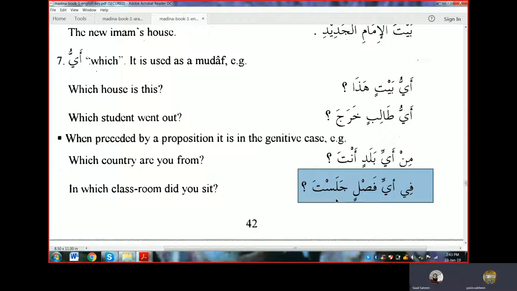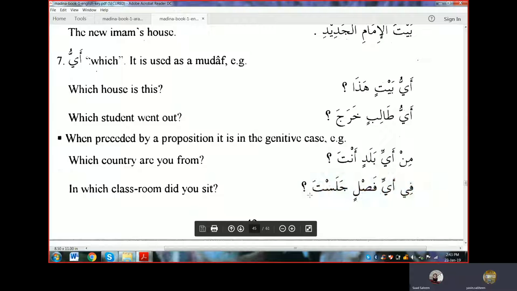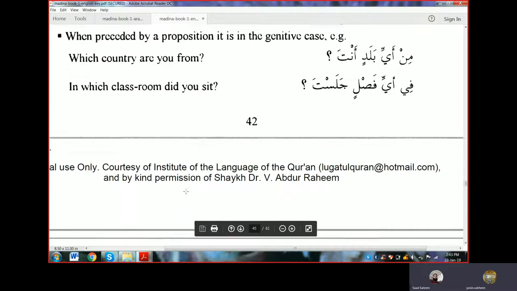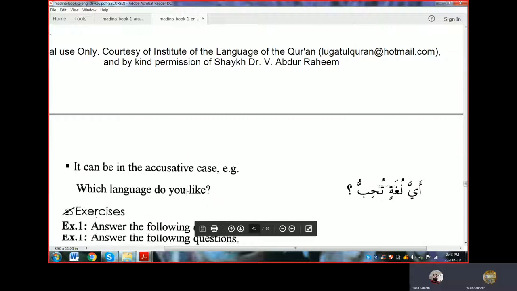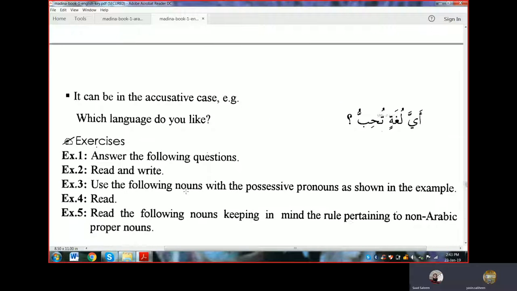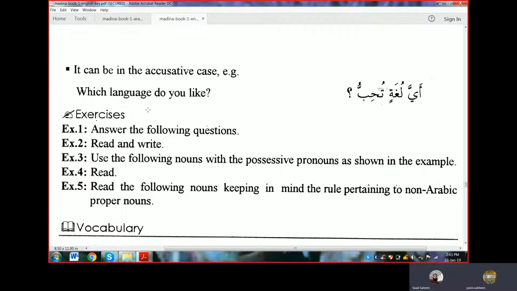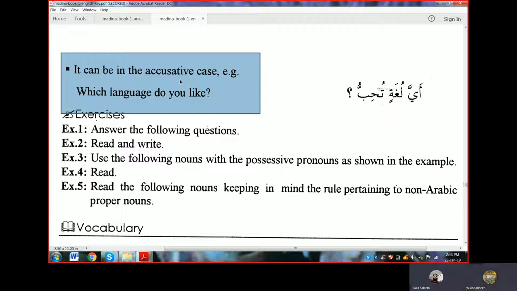Okay, and in which class do you sit? In which classroom did you sit? Okay. And it can be in the accusative case. Do you know what is accusative case?